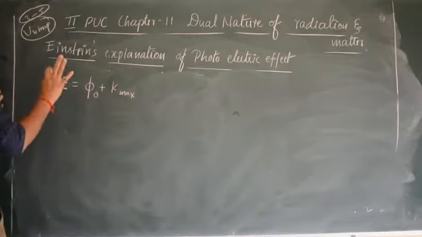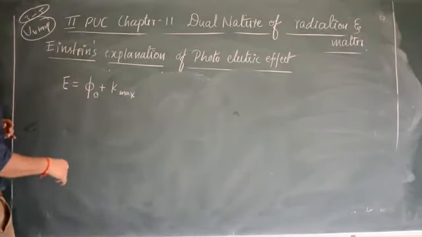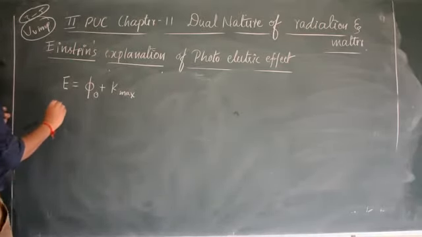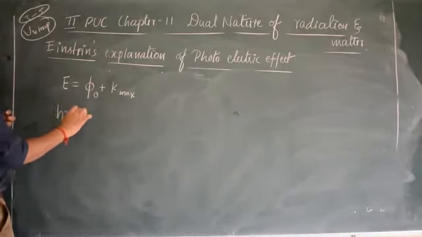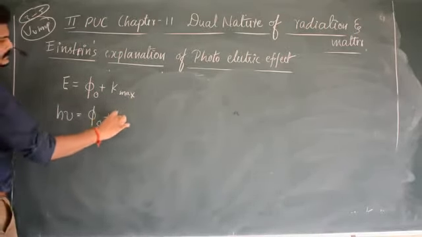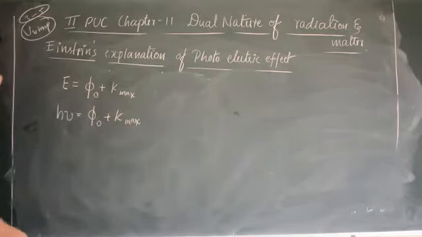Correct. This is the equation Einstein gave, and for this equation he was awarded the Nobel Prize. So what is the energy given by the photon? h nu is equal to phi naught plus K maximum. Okay.